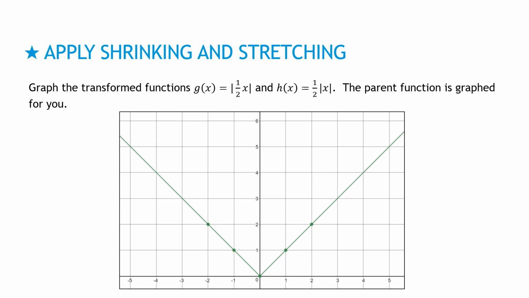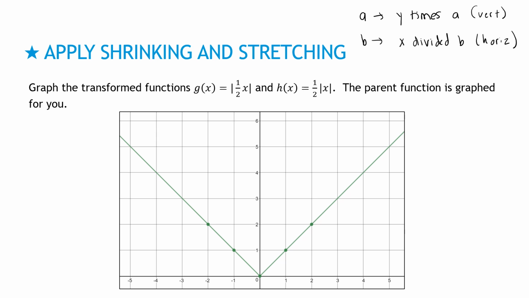Again, first thing I'm going to do is determine which one's dealing with A and which one's dealing with B. Just as a reminder, when we have an A, we take our y value times A, which will either shrink or stretch it, and that means it's going to be a change vertically. And if we have a B value, we take our x value divided by B, which is going to be a change horizontally.